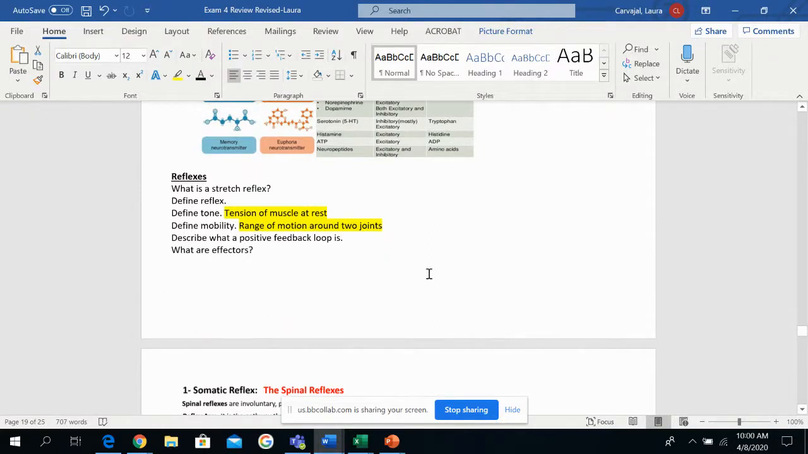So you have limited mobility of your humerus, of your shoulder, like how far you can move it up and down, and the angle in which you can move it. Same with your hip joint, same with your knee joint.